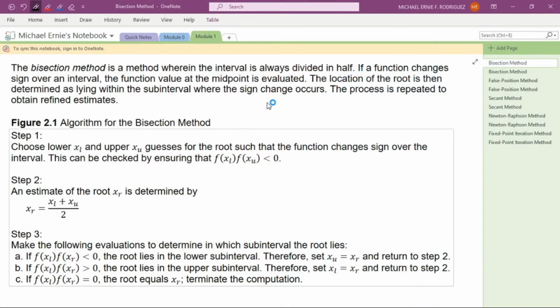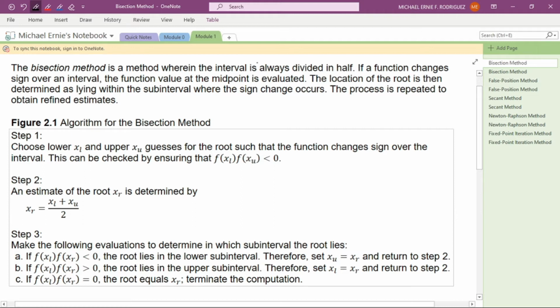The bisection method is a method wherein the interval is always divided in half. If a function changes sign over an interval, the function value at the midpoint is evaluated. The location of the root is then determined as lying within the subinterval where the sign change occurs. The process is repeated to obtain refined estimates. Figure 2.1 shows the algorithm for the bisection method.